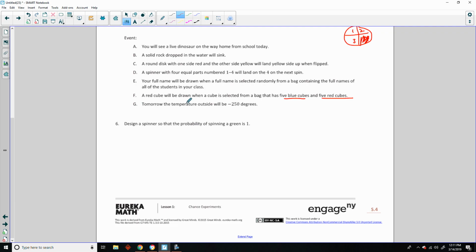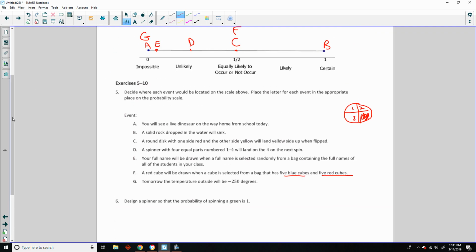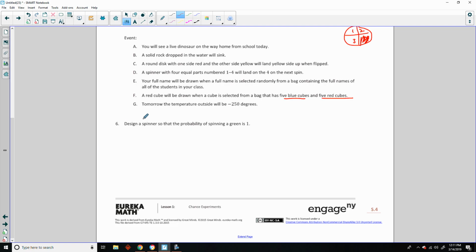Okay, so anyway, G is not likely to occur. Number 6. Design a spinner so that the probability of spinning a green is 1. Remember, that's 100%. Okay, so here's my spinner. Well, let's do it in green since it's supposed to be green.